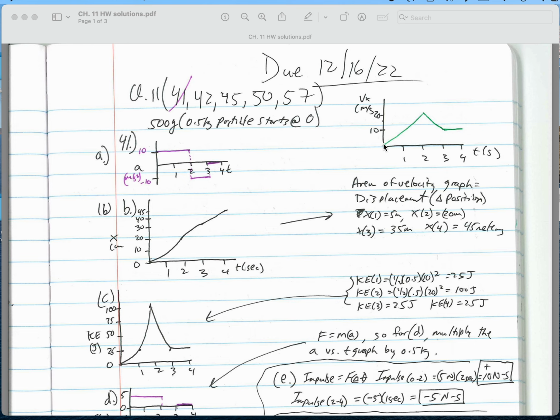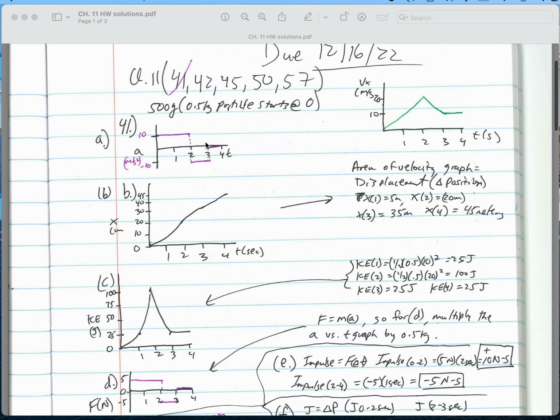So you were given a velocity time graph going from 0 to 20 meters per second in 2 seconds, back down to 10 meters per second after 3 seconds, and then holding steady at 10 meters per second. So the first thing you're asked to do is figure out the acceleration time graph. This is simply the derivative of this, meaning you get the slope of the velocity graph to get the acceleration graph. So the slope is 10, then the slope is negative 10, then the slope is 0.